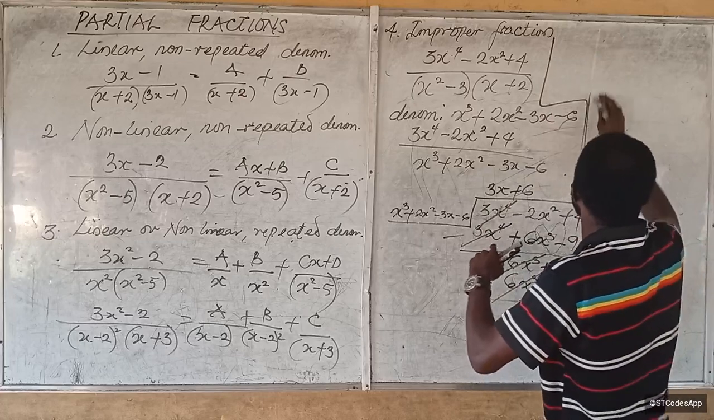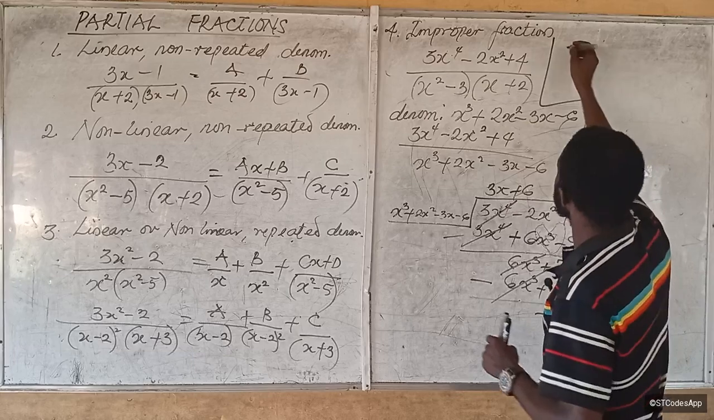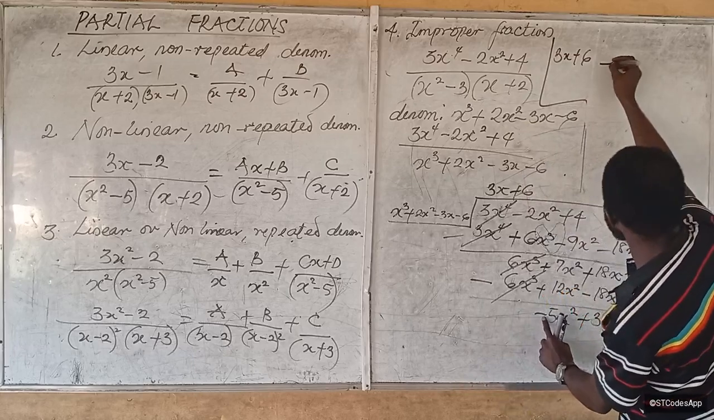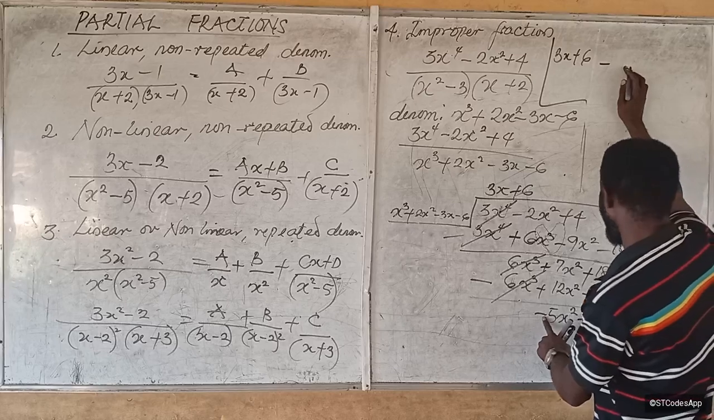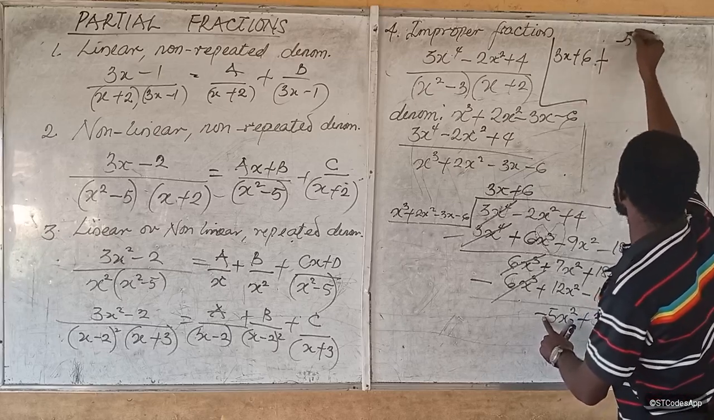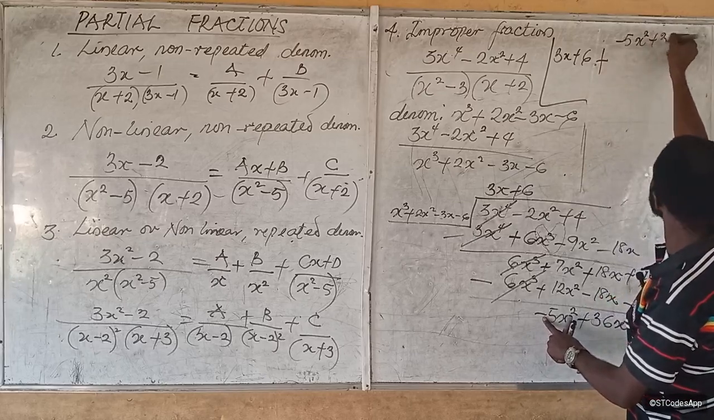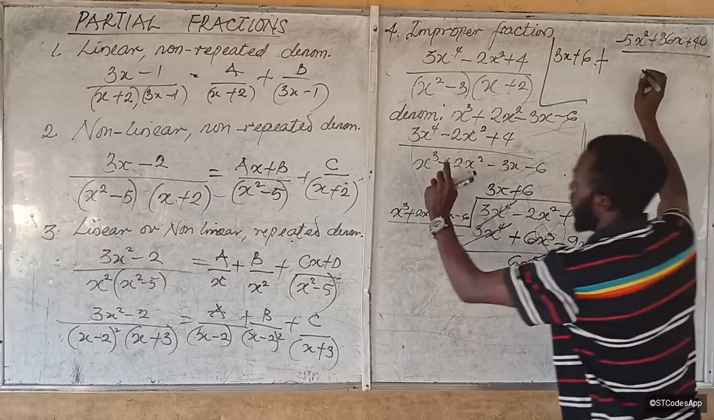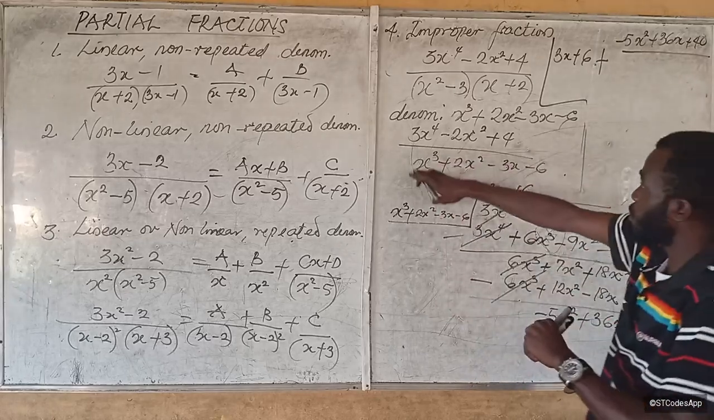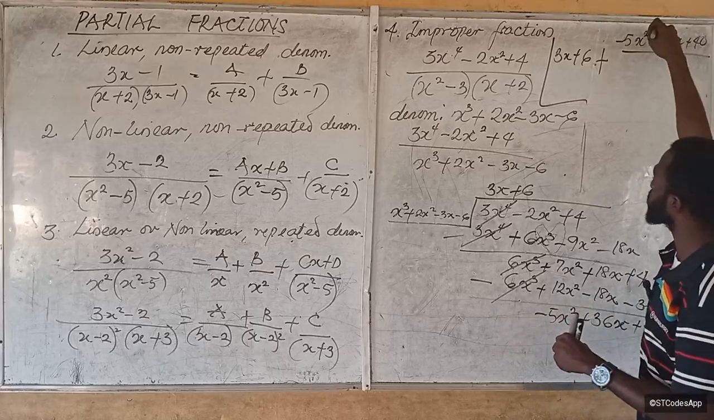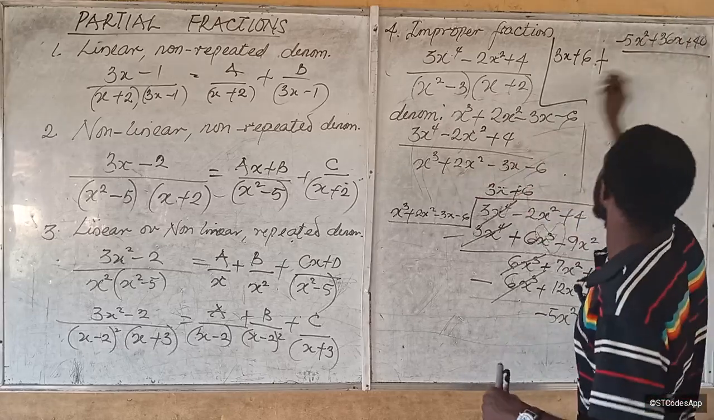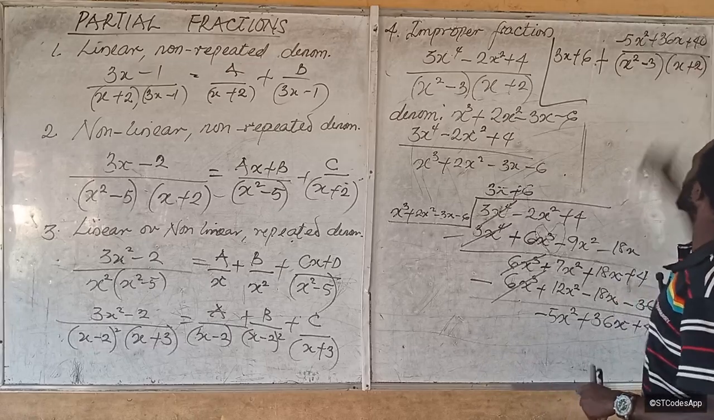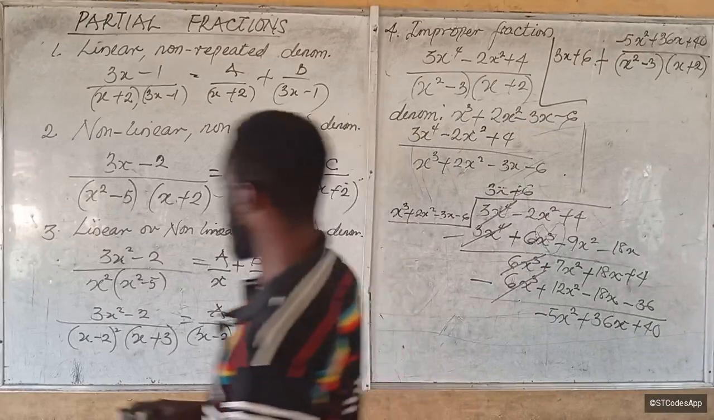So this thing you have here has now been transformed to 3x plus 6. Because there's a negative here, it will be minus 3x plus 6 plus minus 5x squared plus 36x plus 40 all over our denominator. But this time, because we want to resolve the partial fraction that gave rise to this, we will not use the denominator, we'll use this one, which is x squared minus 3 over x plus 2. Does that make sense? Okay.